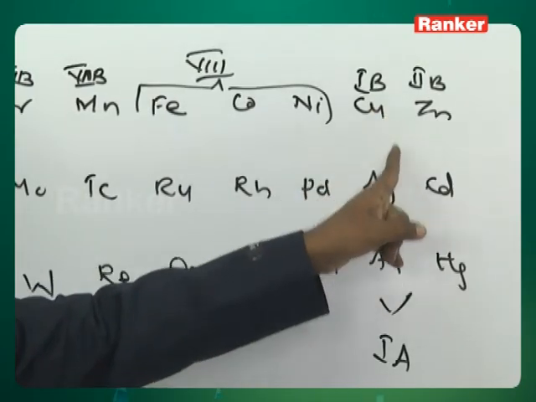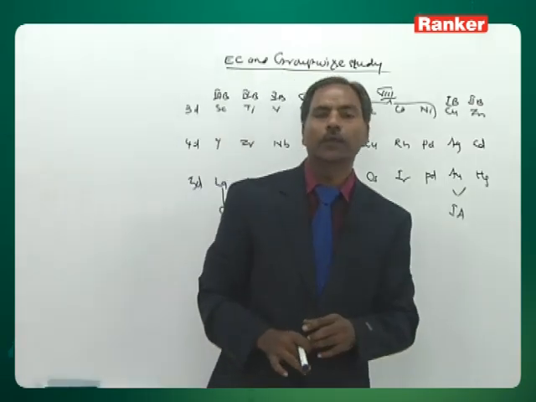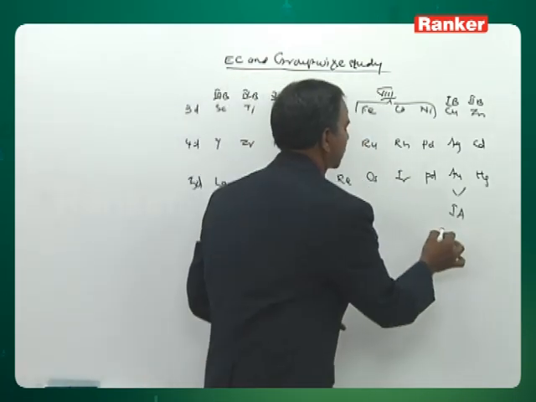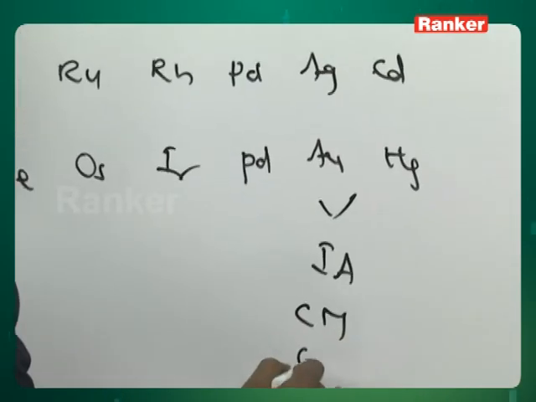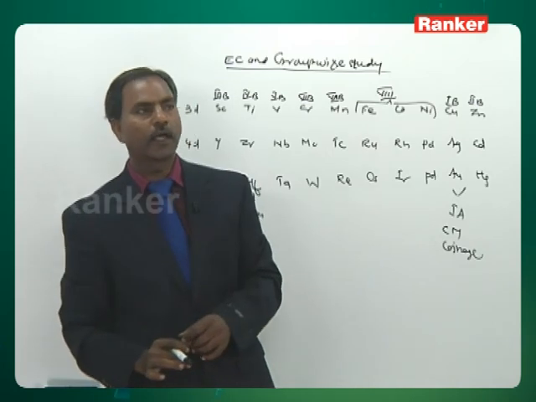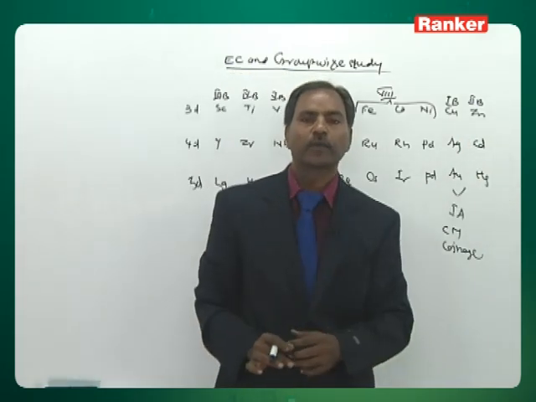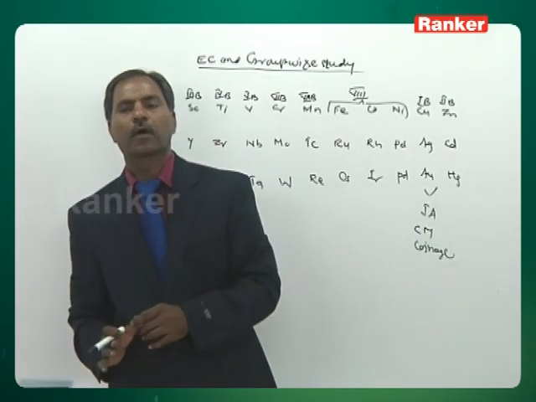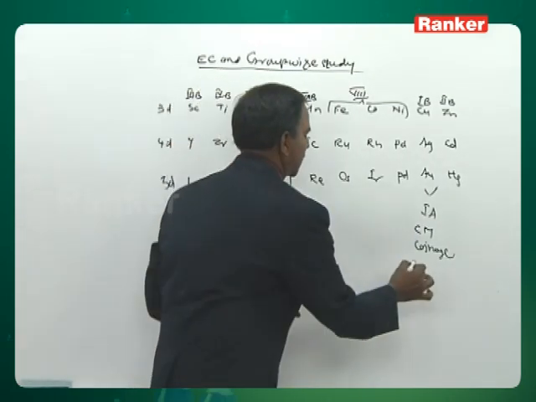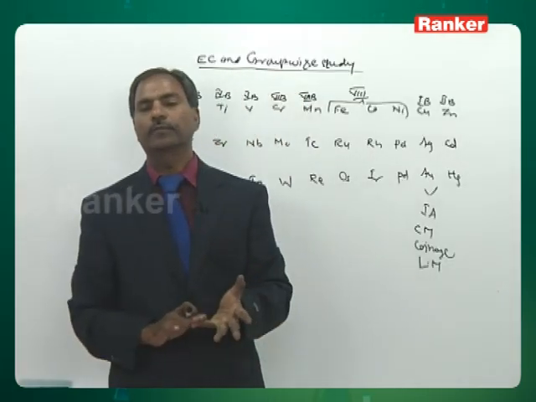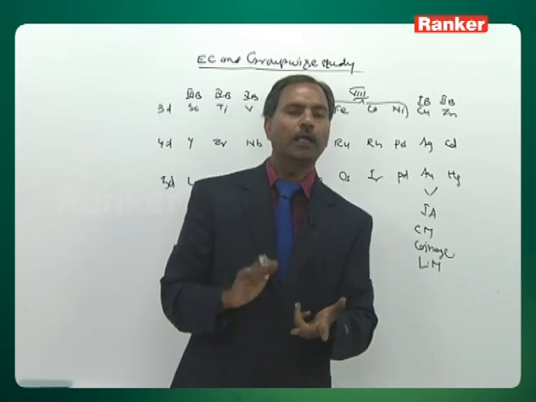Next, one more thing: copper, Ag, Au are generally known as currency metals, or coinage metals. These three metals are much more liked by ladies. Therefore, these three elements are also commonly known as ladies metals. Currency metals, coinage metals, and ladies metals.